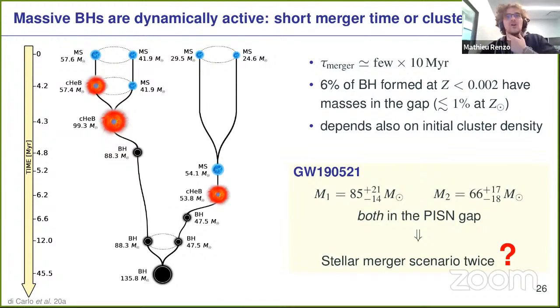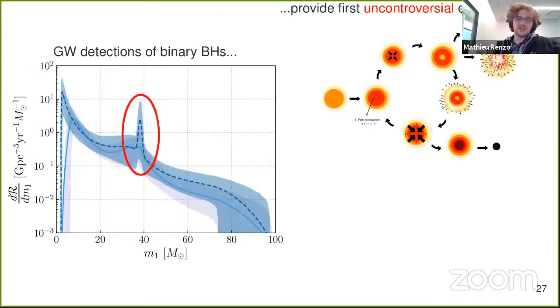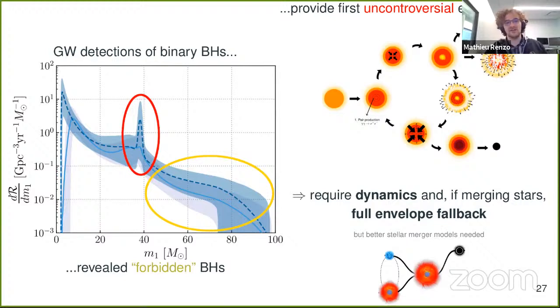And so just to conclude, because I think I'm running out of time, the main take-home points that I wanted to leave you with is that the detection of gravitational waves is really changing the landscape of black hole masses that we know of, and is providing the first uncontroversial clues that pulsational pair instability happens in nature, which corroborates debated evidence from supernova transients. And the detection of this tail of very massive black holes that should be forbidden is hinting at the fact that there might be other processes that can make binary black holes that are not just isolated binaries. It probably requires dynamical interactions to explain these black holes.